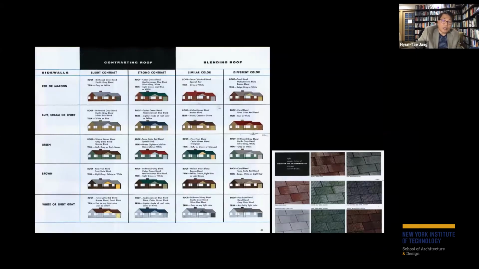And then as you see here, this is Celotex Corporation. They actually developed this kind of variations as well, based on slight changes. So a slight contrast, strong contrast, similar color, different colors. So all variations. You can have all exterior variations, interior variations, and then doors.